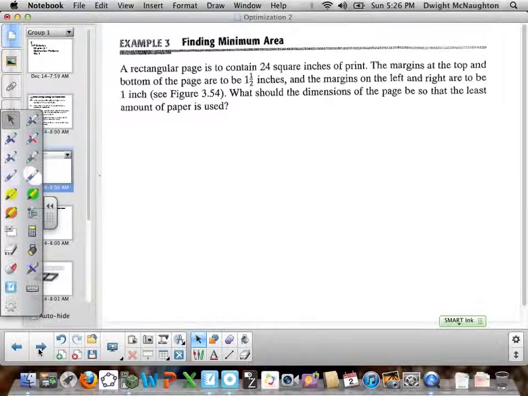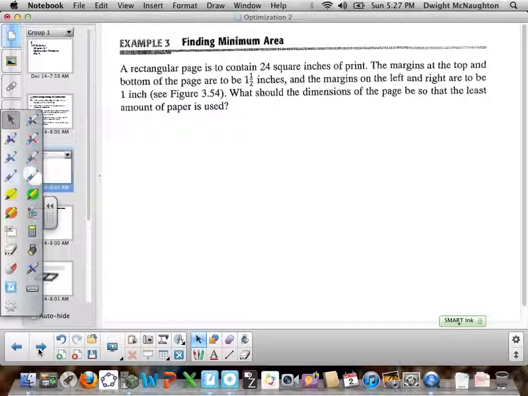All right, so a rectangular page is to contain 24 square inches of print. The margins at the top and the bottom of the page are to be 1.5 inches each. And the margins on the left and right are to be 1 inch each. What should the dimensions of the page be so that the least amount of paper is used?